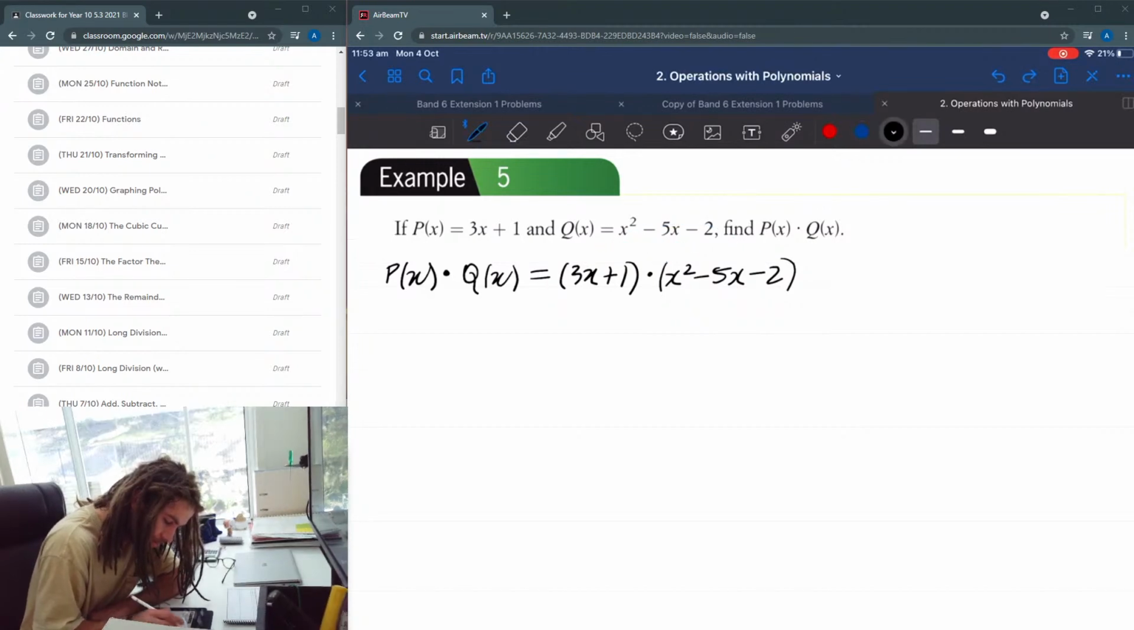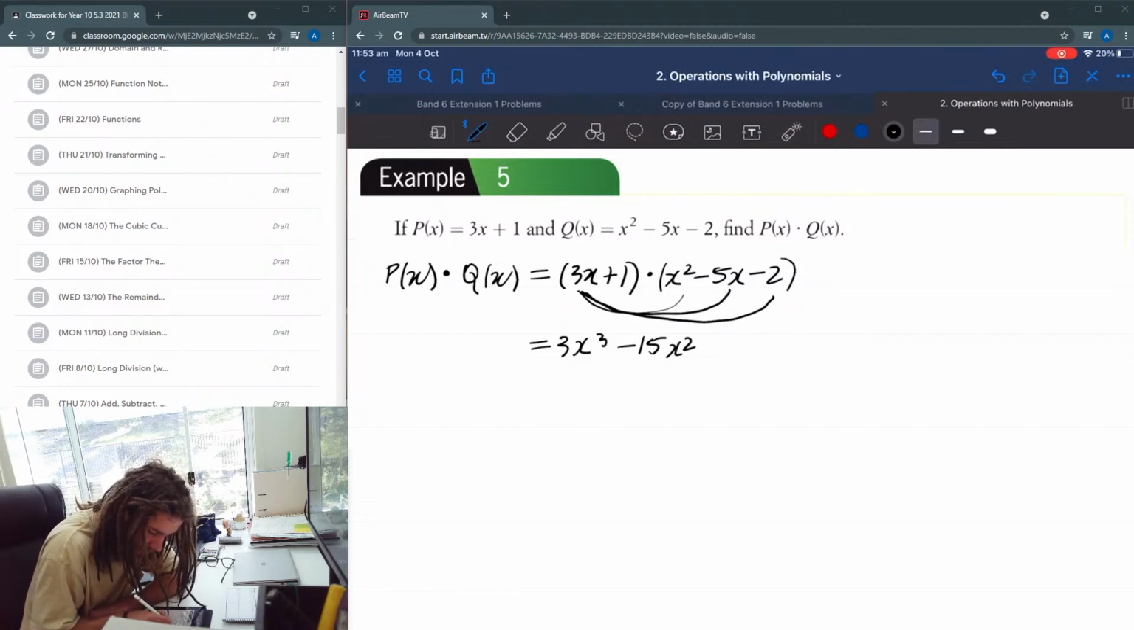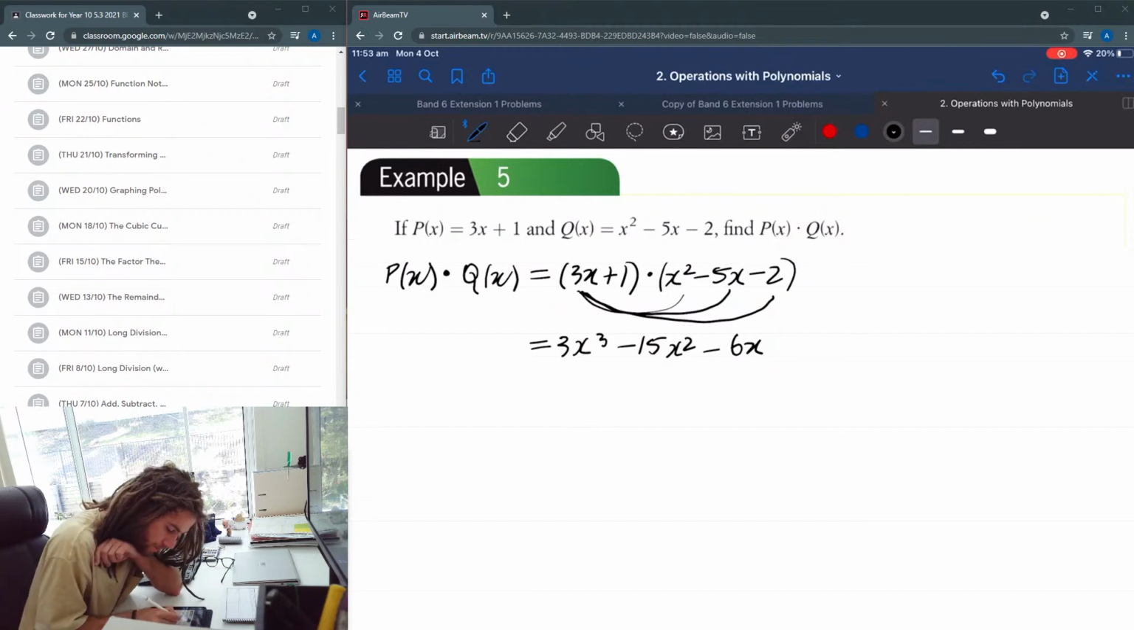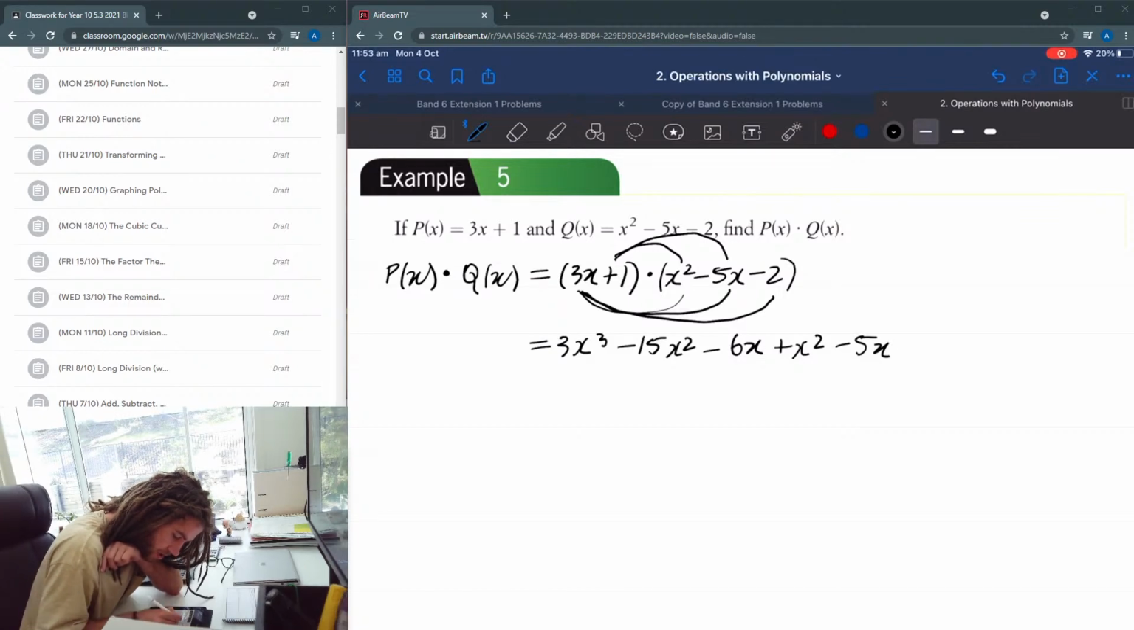Okay, so this times this is 3x to the power of 3. This times this is negative 15x squared. This times this is going to be minus 6x. I hope you know what I'm doing here. Okay, and then the 1 times that is x squared. The 1 times that is minus 5x. And the 1 times that is minus 2.